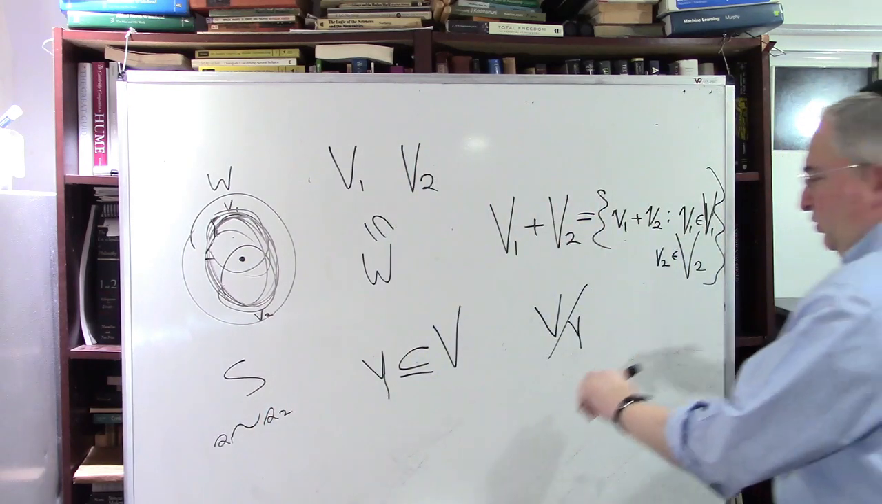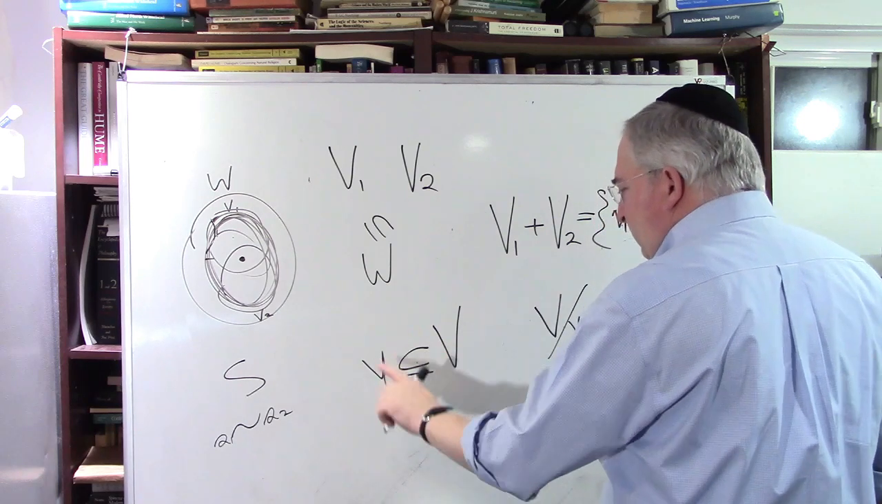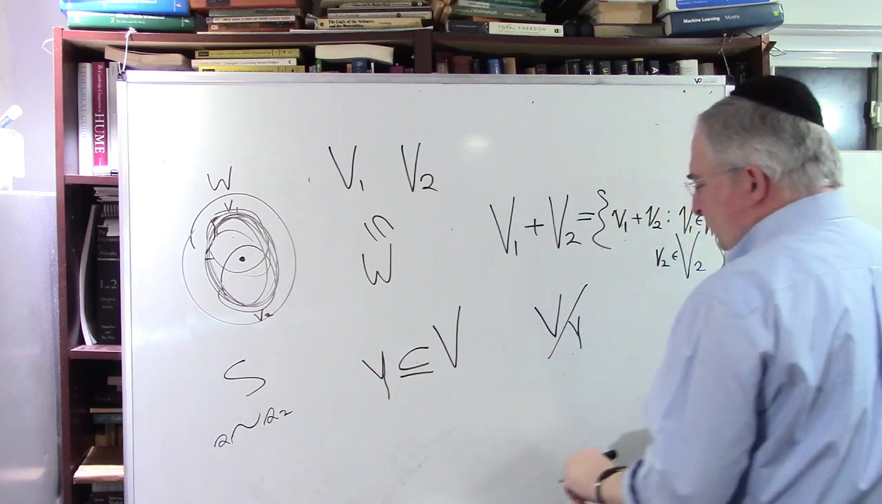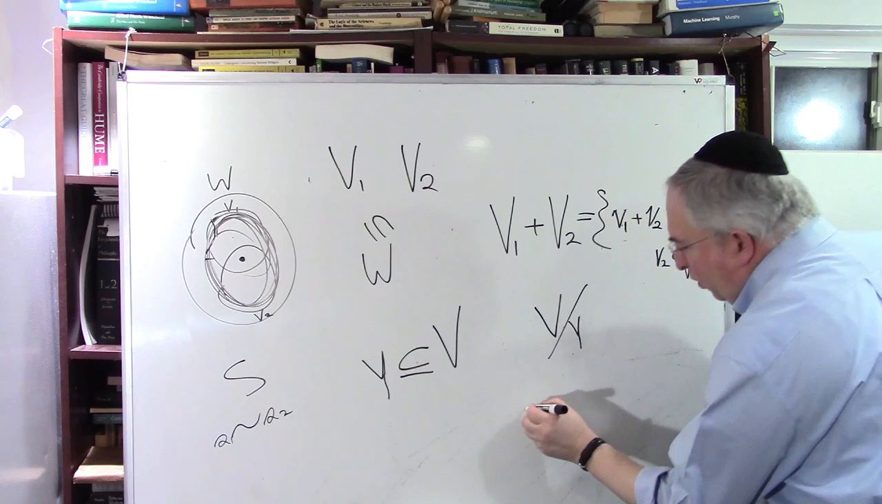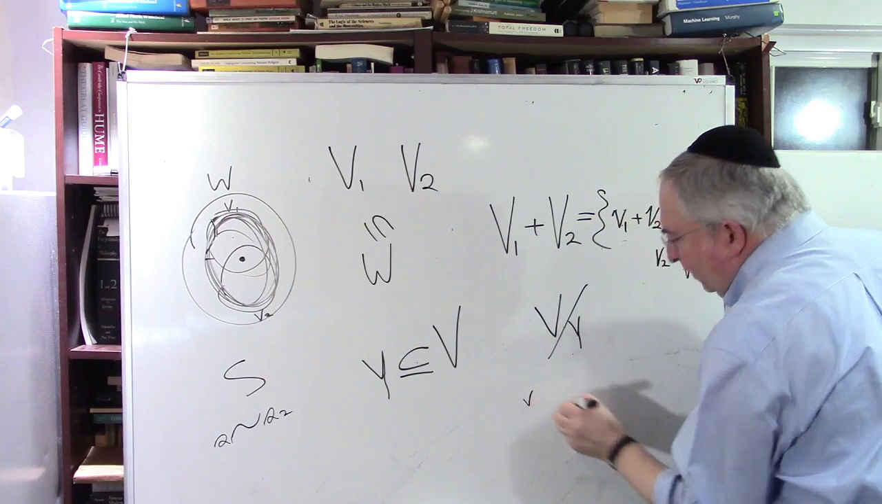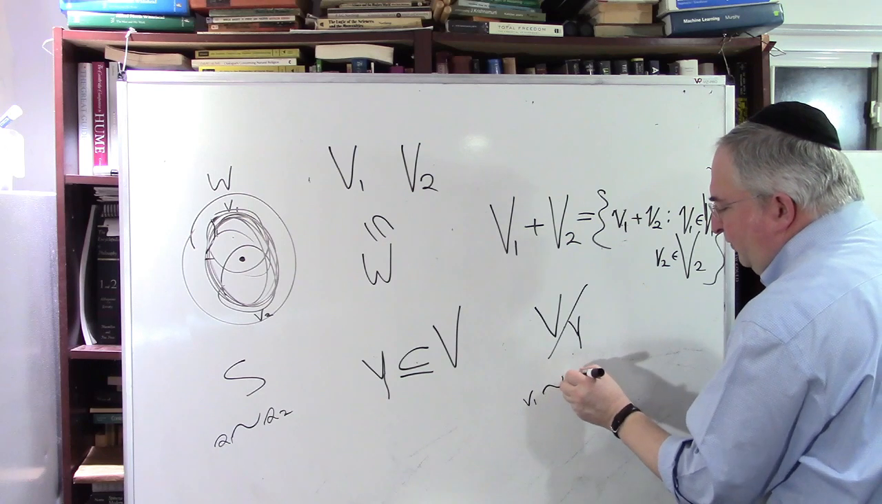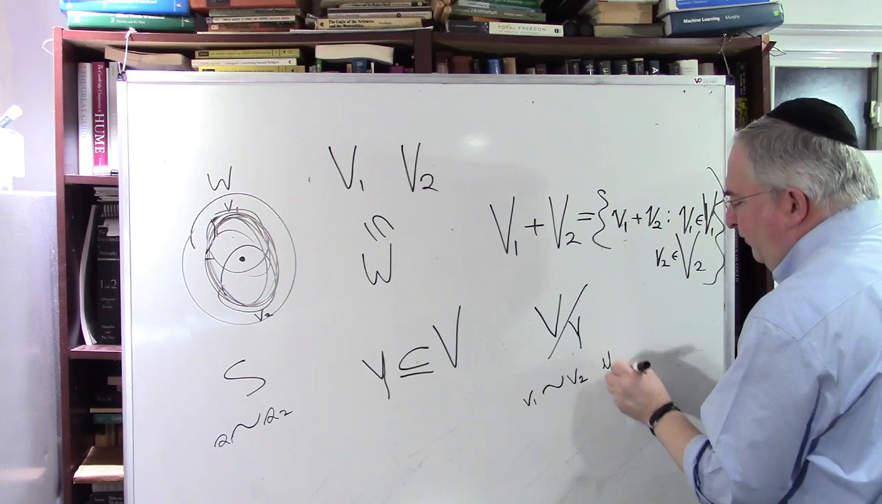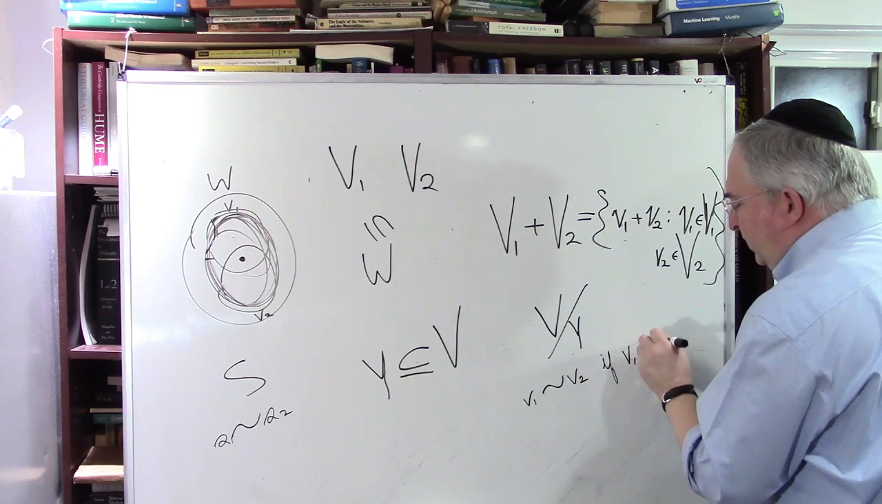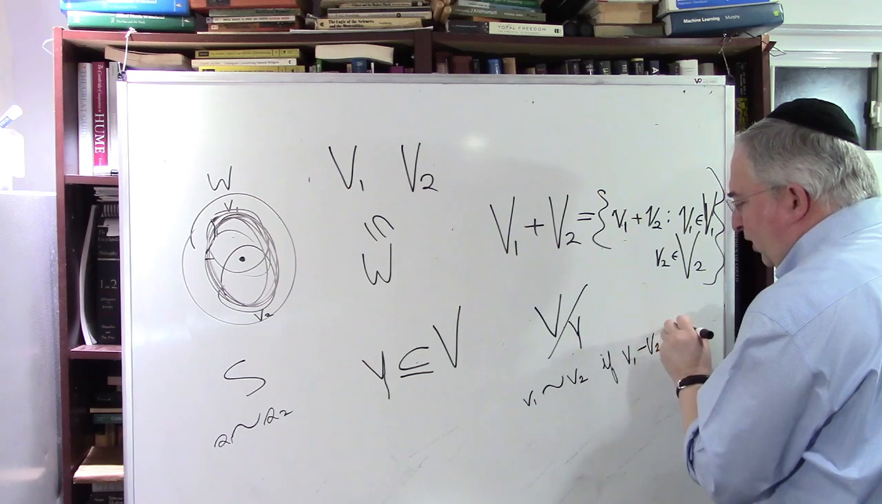Okay. So too, you have a vector space, and you have a subvector space, and basically, one vector, we'll say V1, is related to V2 if V1 minus V2 is a member of Y.